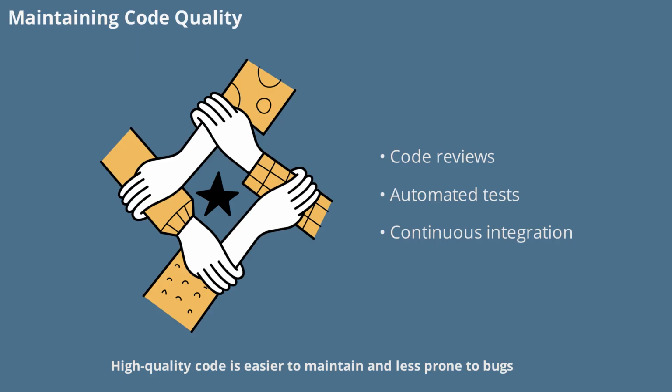High-quality code is easier to maintain and less prone to bugs. Use best practices like code reviews, automated tests, and continuous integration to keep your shared codebase robust. These practices help catch issues early and ensure that your app remains reliable as it evolves.